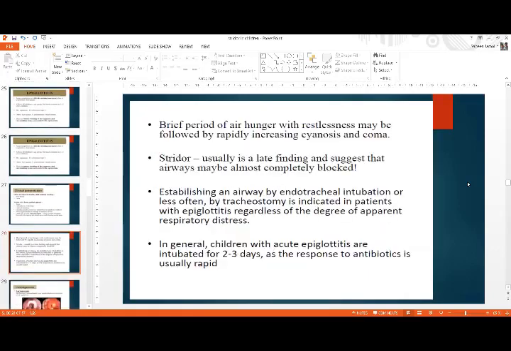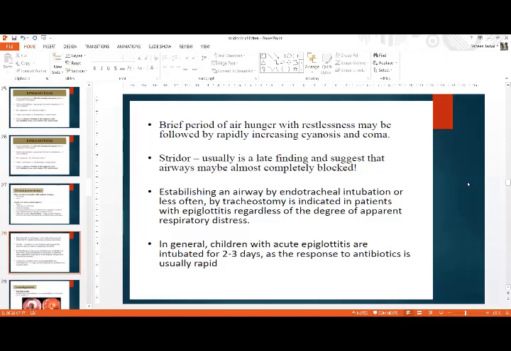There is a brief period of air hunger with restlessness, followed by rapidly increasing cyanosis and coma. Stridor is a late finding and suggestive of complete blockade of the airways. Establishing the airway by endotracheal intubation or by tracheostomy is indicated in patients with epiglottitis regardless of the degree of apparent respiratory distress. As I have already mentioned, epiglottitis is a medical emergency and needs to be addressed and managed very aggressively.